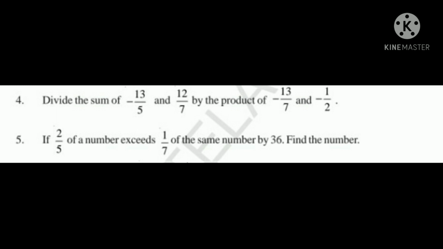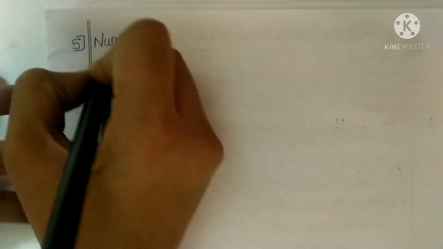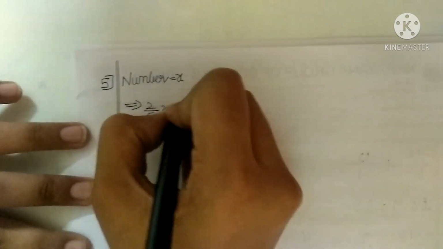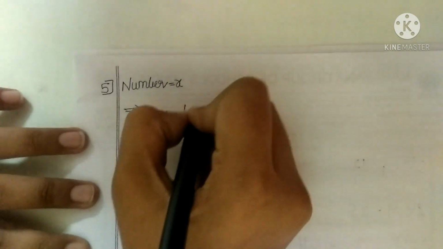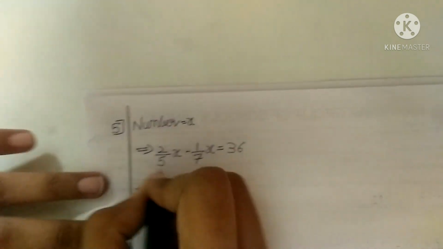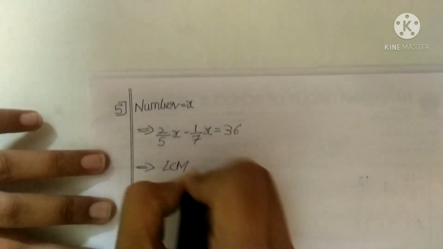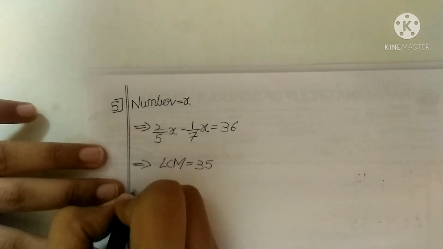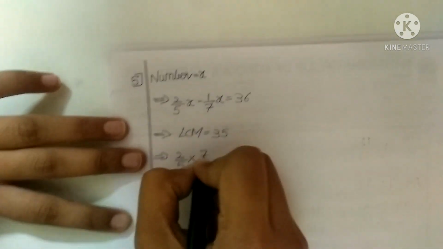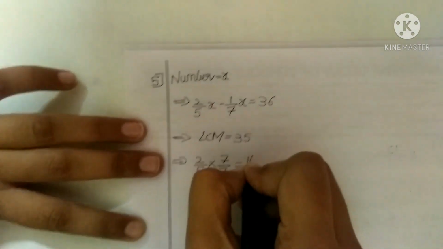Now let us solve the fifth question. They said if 2 by 5 of a number exceeds 1 by 7 of the same number by 36, then find the number. We don't know the number, so let the number equal x. After that, we should subtract 2 by 5 x minus 1 by 7 x, which equals 36, as they had given. Here the denominators are different, so we should do the LCM, which equals 35. So 2 by 5 into 7 by 7, we get 14 by 35.